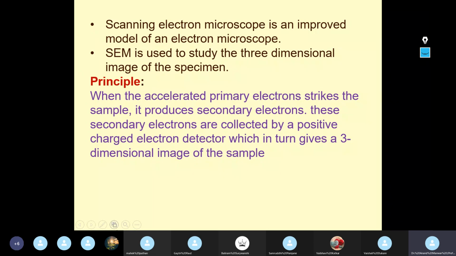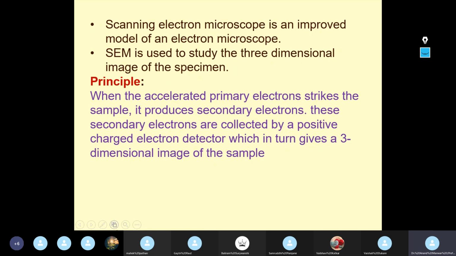As far as the principle is concerned, in scanning electron microscopy, the accelerated primary electrons are those electrons which are generated in the gun. At the top, as I stated, the electron gun is there, made up of cathode and anode. So whatever electron is generated from this electron gun acts as a primary electron.